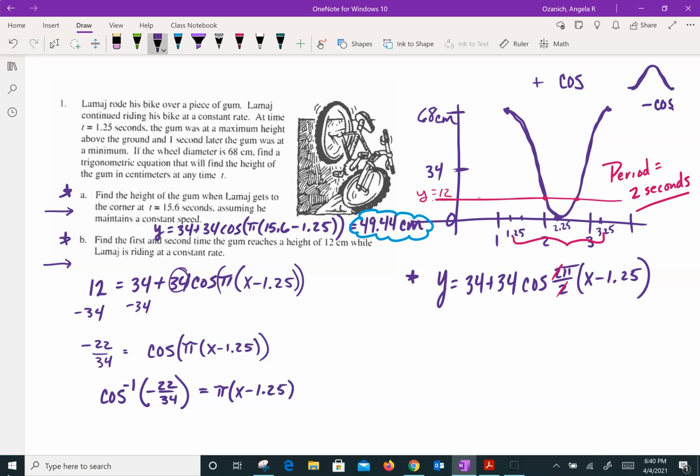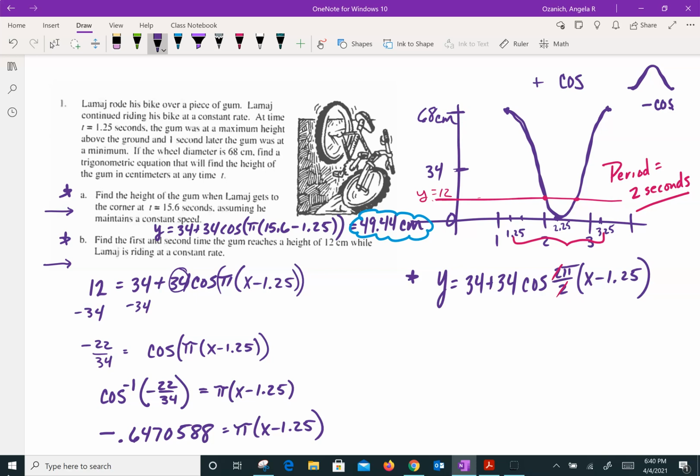The cosine inverse turned out to be about negative 0.64070588, some little decimal value. You're going to take that and continue to solve for x. That's going to help you find a time. It may not be the first or second time, but it's going to be a time that the gum is 12 centimeters above the ground.